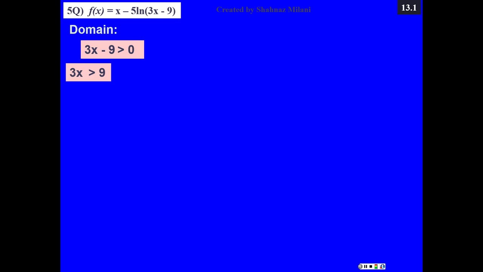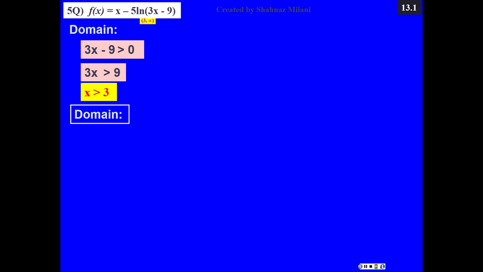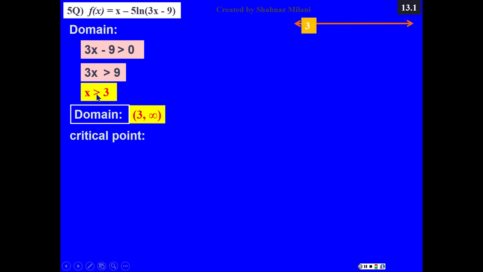Move the minus 9 to the other side, it becomes positive 9. We are trying to solve for x. Divide both sides by 3, which is x is going to be bigger than 3. That means my domain is going to be from 3 to positive infinity. But don't forget, I do not have an equal sign with the inequality here. That means next to this 3 has to be a parenthesis.